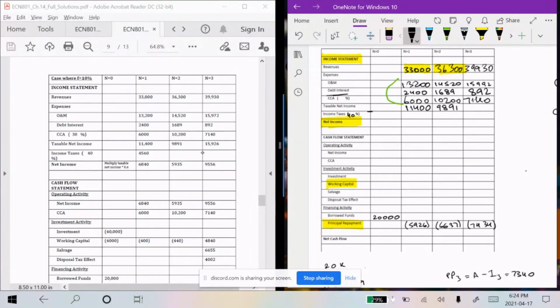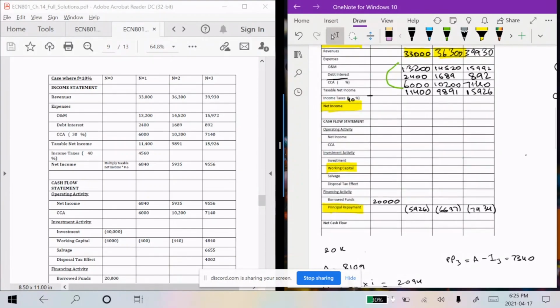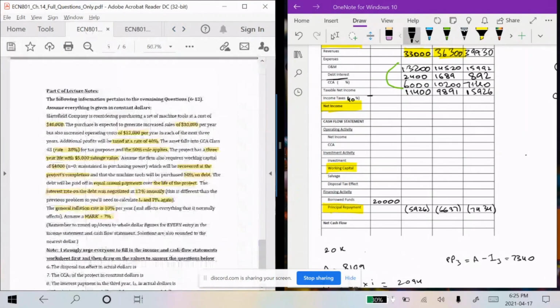Then same thing for the third one. You take the revenue, 39,930, and you subtract all this. You get 15,926. So now, after that, we're going to calculate the income tax on the taxable net income. The income tax rate has been given to us as 40%, right here. So take 40% of these values we got right here.